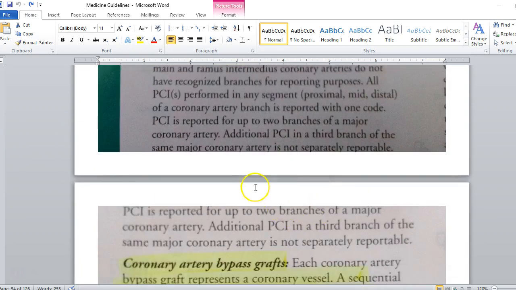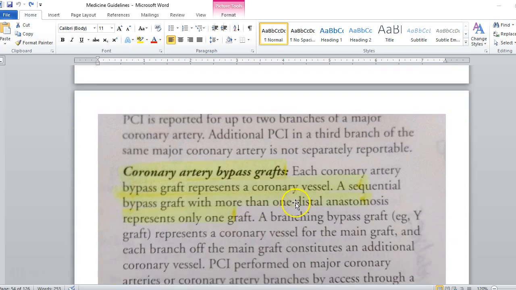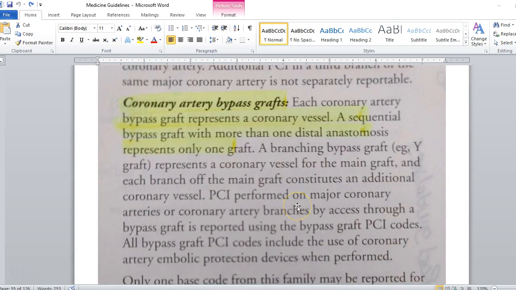Additionally, PCI of a third branch of the same coronary artery is not separately reportable. So again, we want to be careful what is and what is not reportable. For the coronary artery bypass grafts, the CABGs, each coronary artery bypass represents a coronary vessel. A sequential bypass graft with one or more distal anastomoses represents only one graft.